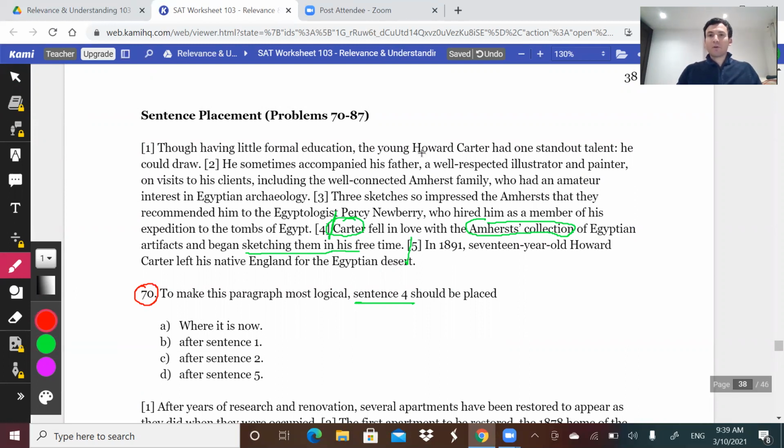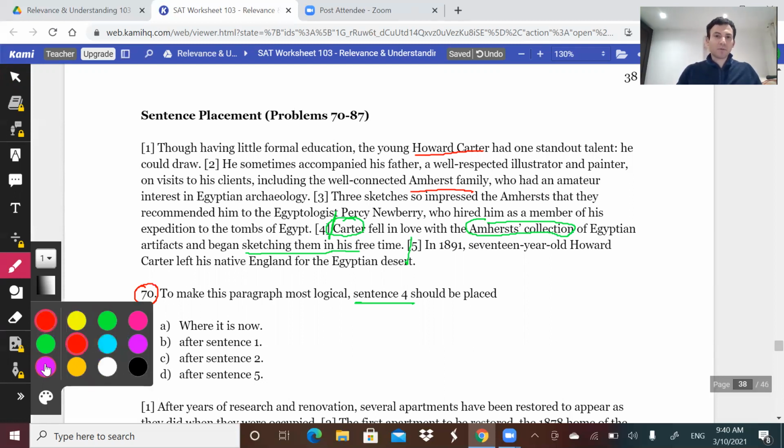Though having little formal education, young Howard Carter, so now we know who Carter is, had one standout talent. He could draw. He sometimes accompanied his father, a well-respected illustrator and painter, on visits to his clients, including the well-connected, so here's the Amherst family, who had an amateur interest in Egyptian archaeology. Three sketches so impressed the Amherst that they recommended him to.